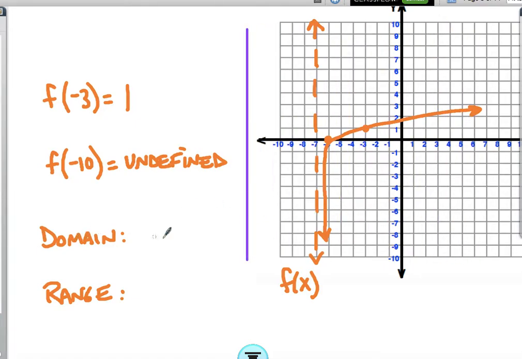So if I'm going to write out that domain, my x values have to be greater than -7. It cannot equal -7 because that's where the asymptote is. We have to stay to the right of -7.